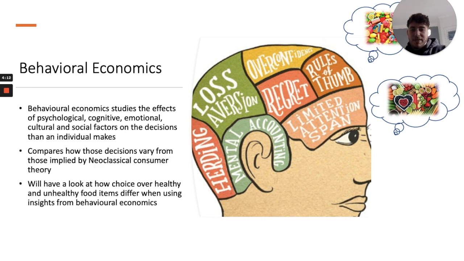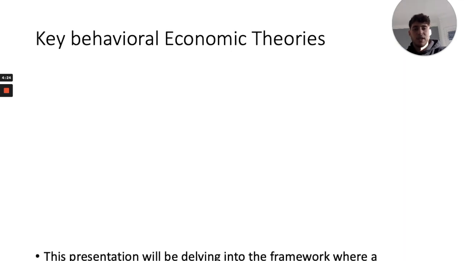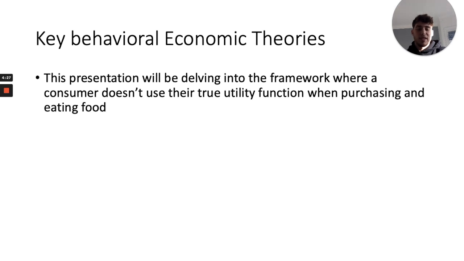We're going to compare how these decisions vary from the neoclassical consumer theory. And we'll have a look at, specifically with regard to healthy and unhealthy foods, what behavioral economics adds for us. So the key behavioral economic theory that we're going to look at is the framework where a consumer doesn't use their true utility function when purchasing and eating food.